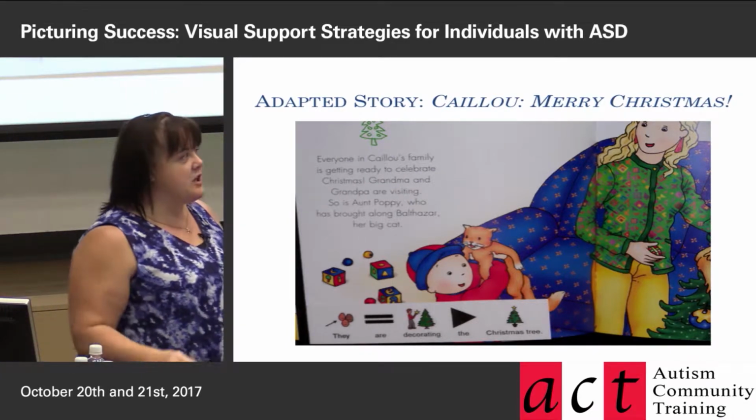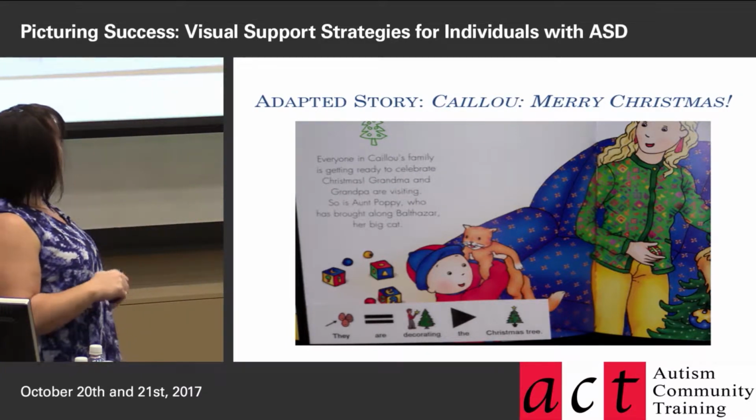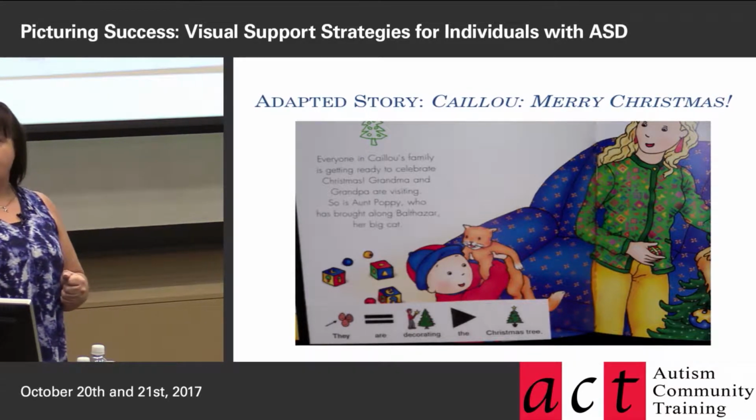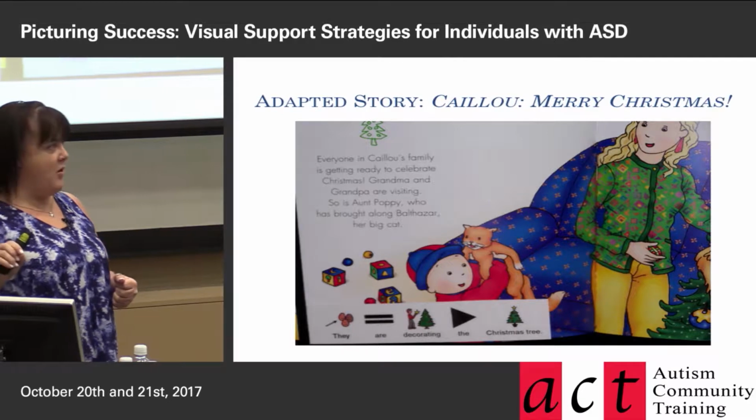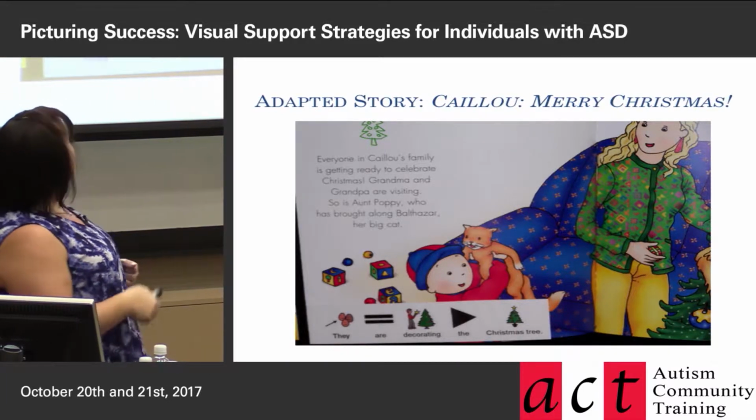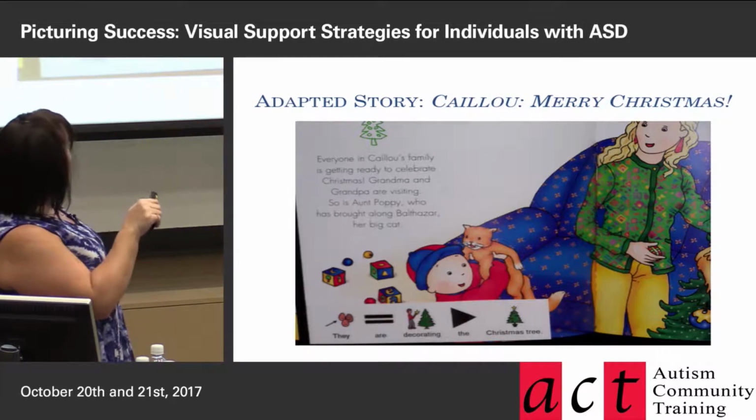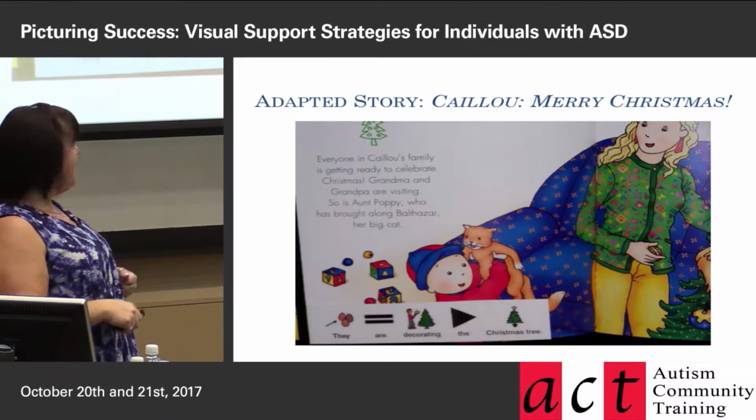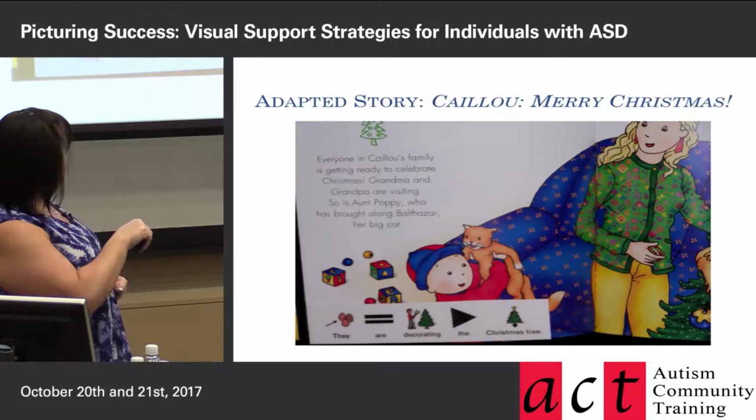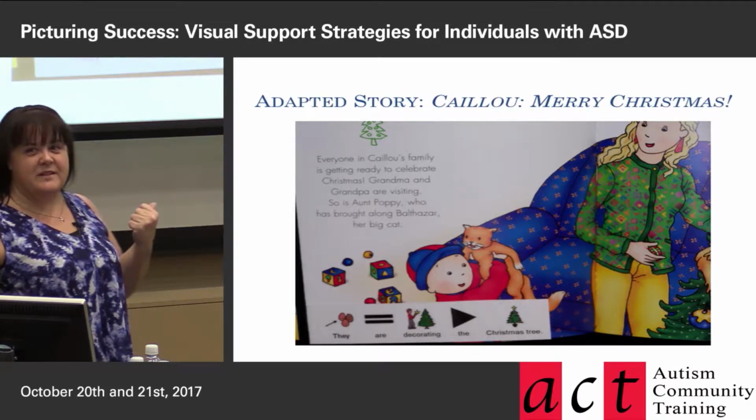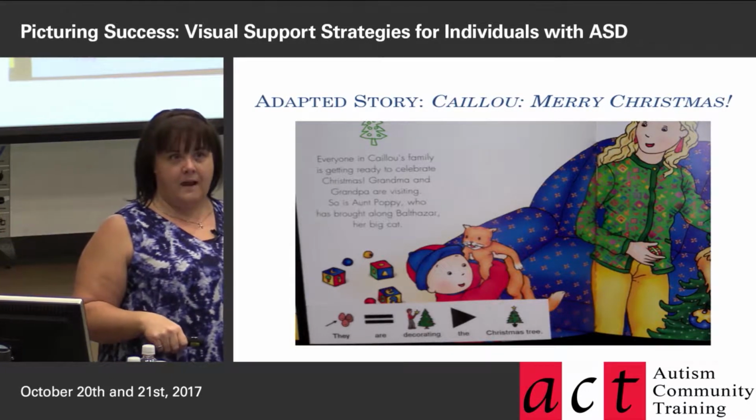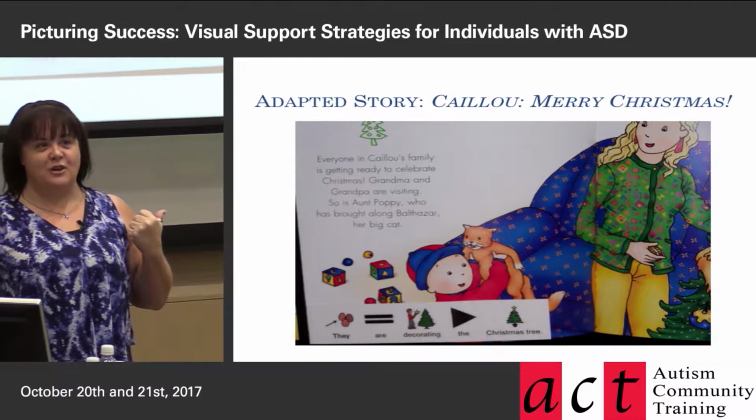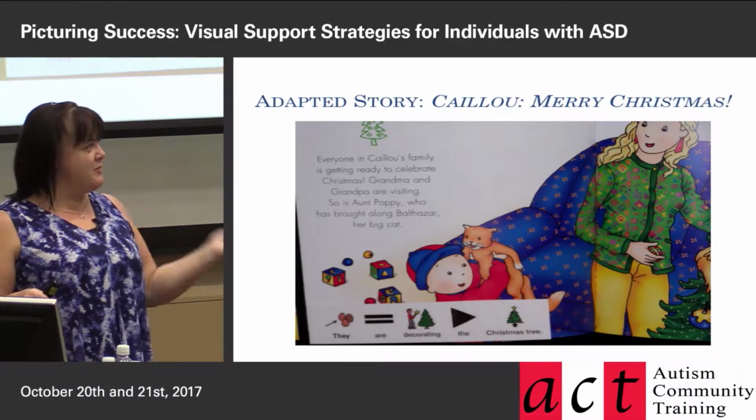So what we did is took a bunch of books that he liked, and I made these little sentence strips that kind of provided just the general sense of what was happening. So here, everyone in CAILLOU's family is getting ready to celebrate Christmas, Grandma and Grandpa are visiting, blah, blah, blah. They are decorating the Christmas tree, because that's what was happening in the picture, okay? And so the whole book was done like this. I used my sticky note glue stick. I could adapt and we could remove things later.